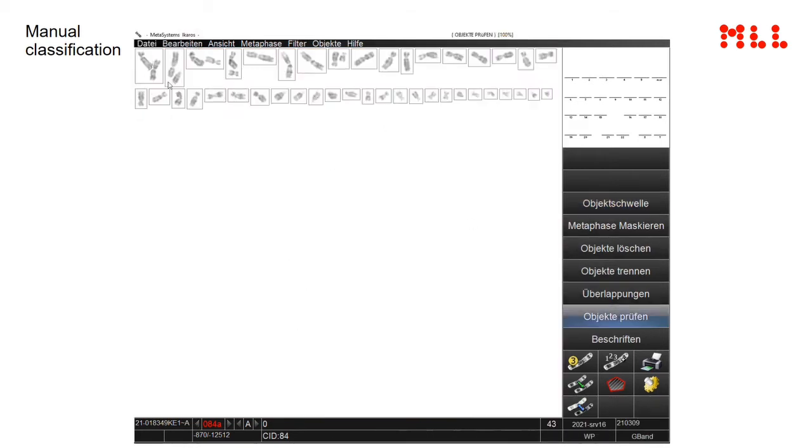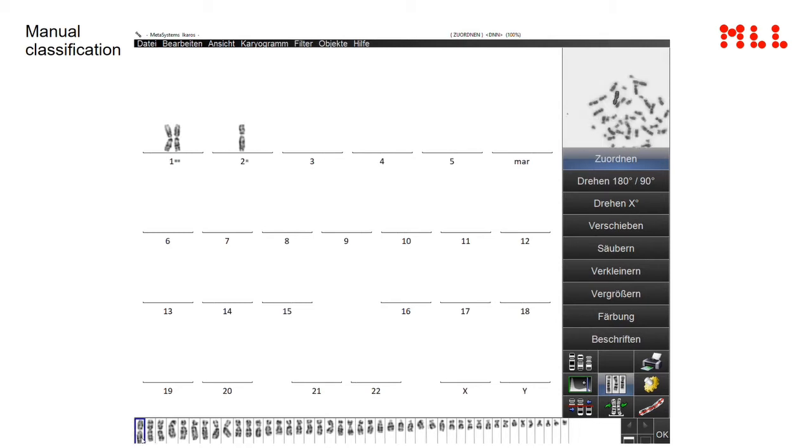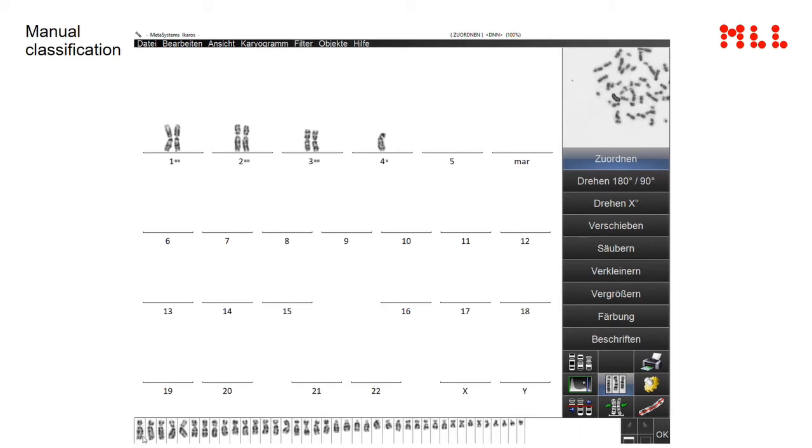And after separating the respective chromosomes here in a digital manner and ordering the chromosomes according to their size, they are usually placed by mouse click on the respective position in the karyogram.